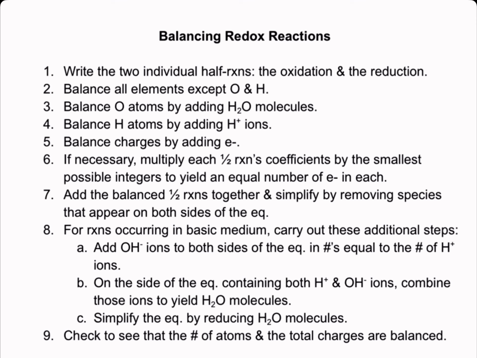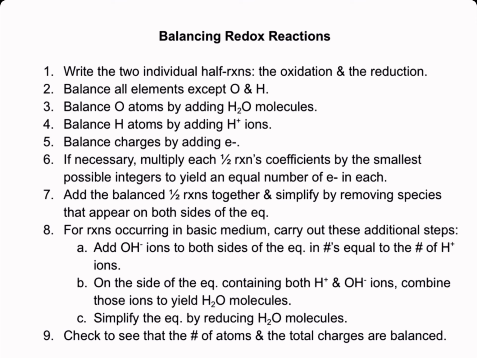You want to then balance out all elements except oxygen and hydrogen, then balance the oxygen atoms by adding H2O molecules, and then balance the hydrogen atoms by adding H+ ions. Balance the charges by adding electrons, and if necessary, multiply each half reaction's coefficients by the smallest possible integers to yield an equal number of electrons in each half reaction, because what you're trying to do is cancel those electrons out. Add the balanced half reactions together and then cancel anything that appears on both sides of the equation.